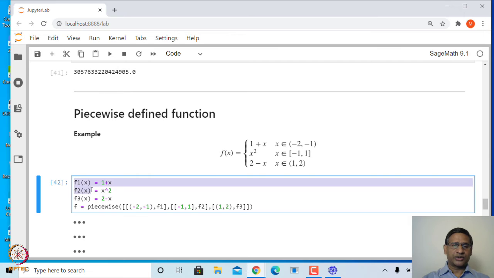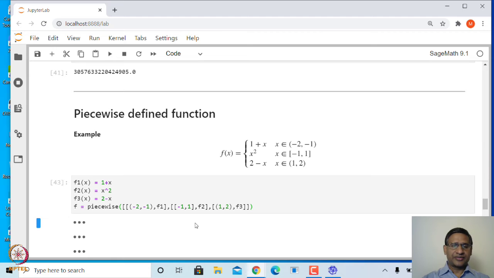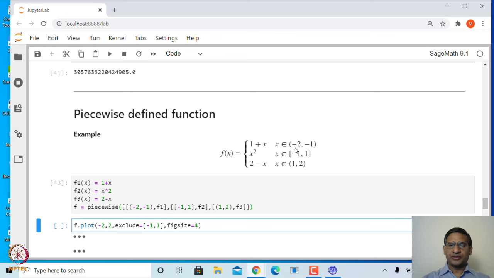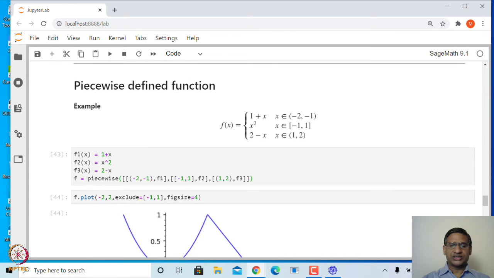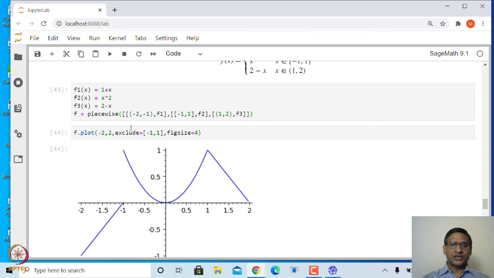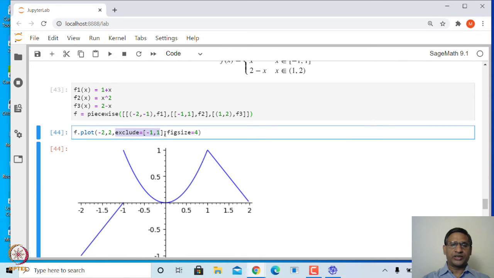First we define f1, f2, f3, each of these components, and then we use the piecewise defined function, mention the interval, mention what the function is in that interval, and things like that, and then let us plot its graph. Since this function is defined between minus 2 and 2, we have to plot between minus 2 and 2, elsewhere it will not work, right. So, that is the graph of this function, and you can see here we have excluded the points minus 1 and 1, because that is where the two functions are joined, right.